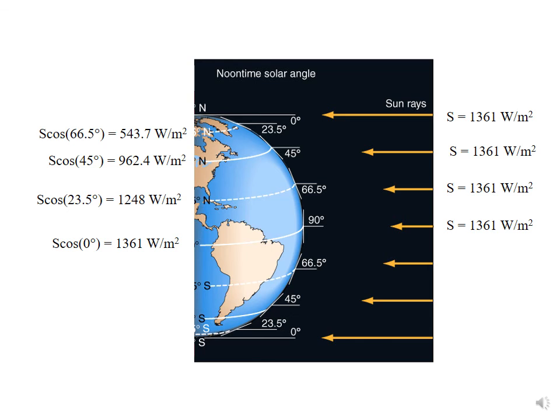By the time you move to 45 degrees north, where you're in our neck of the woods here in Utah, you use the cosine of 45 times the solar constant, and you get 962.4 watts per meter squared. And by the time you get to the Arctic Circle, you're at 543.7 watts per meter squared, which is a significant reduction in the strength of the radiation that is illuminating the surface. And that's due to the curvature of the Earth.